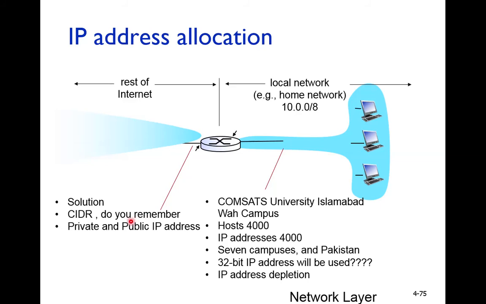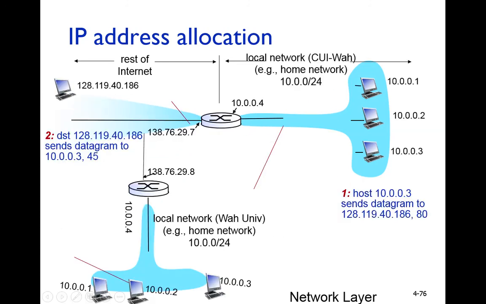Another concept is that of private and public IP addresses. A public IP address is known worldwide on the internet. A private IP address is only known within the network. It is not known outside the network, not known worldwide. For example, if this is a private address, it is only known within this network, but a public IP address is known worldwide on the internet. Let me explain it through an example.